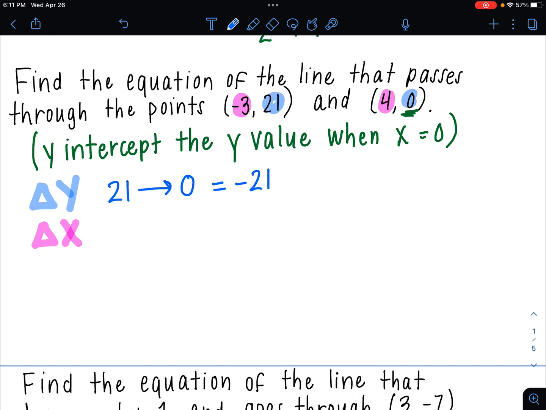In our x values, and remember that slope is written as a fraction, right? So in our x values, we want to find our change in x. So it went from -3 to +4. So we want to figure out how far it went up, because we went from a negative to a positive. So it's going up by 7.